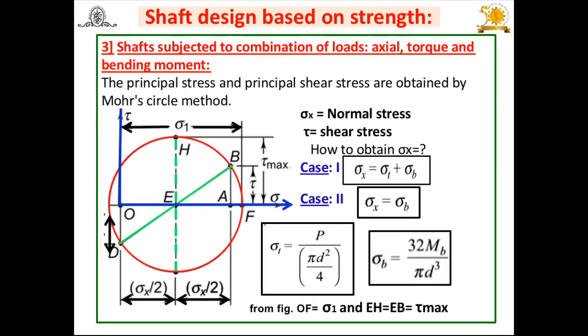Now let us see the important case, case number three. When the shaft is subjected to a combination of loads, maybe axial load along with torque or twisting moment and bending moment, in this situation the principal stress and principal shear stress are obtained by Mohr's circle. You have already studied this Mohr's circle in strength of machine elements, even so I will discuss these points within one or two minutes and elaborate how to construct Mohr's circle.